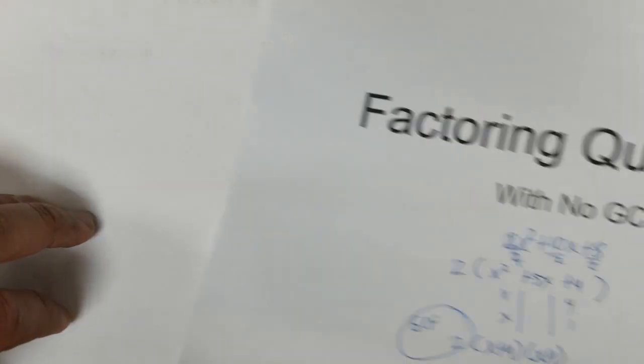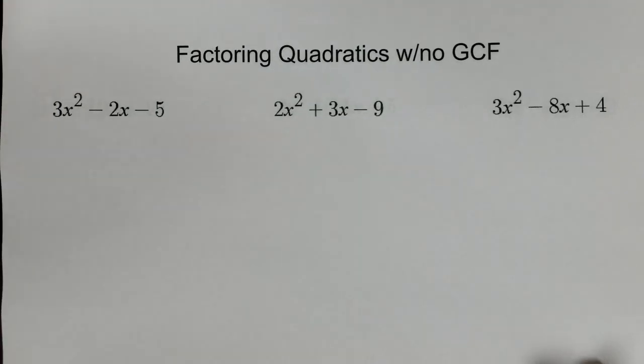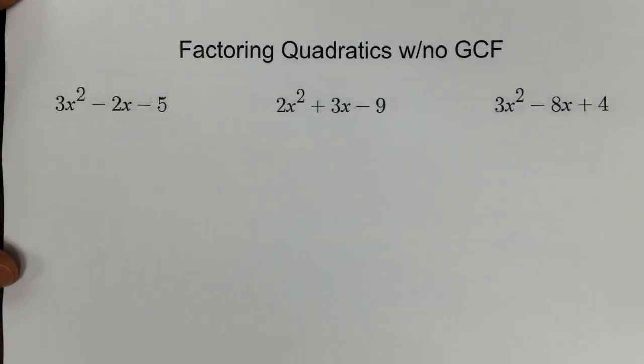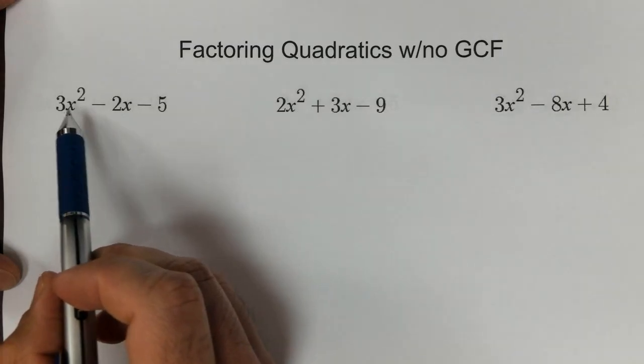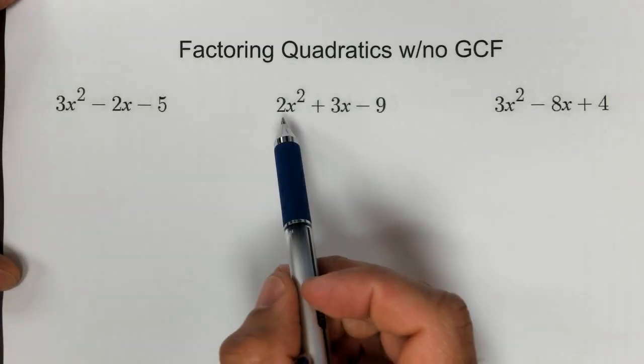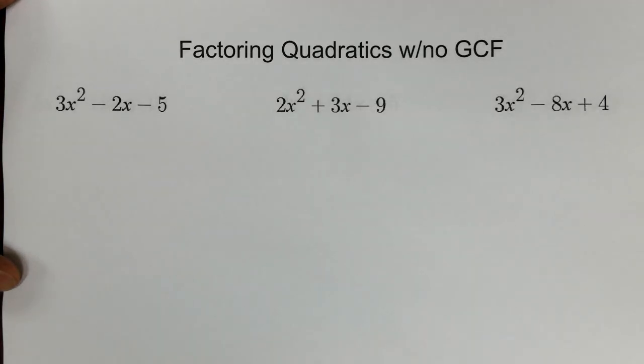Examples like these, right? Here, not every value is divisible by 2, or all divisible by 3, right? I have scenarios here that do not have a GCF.